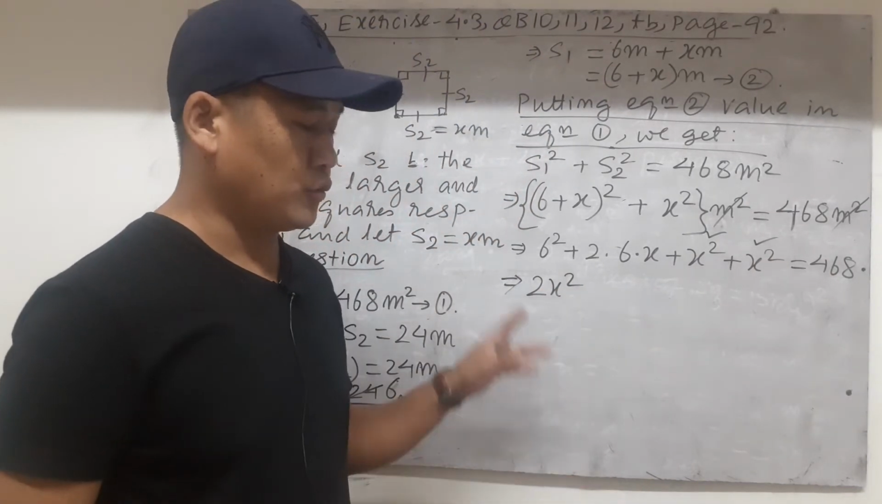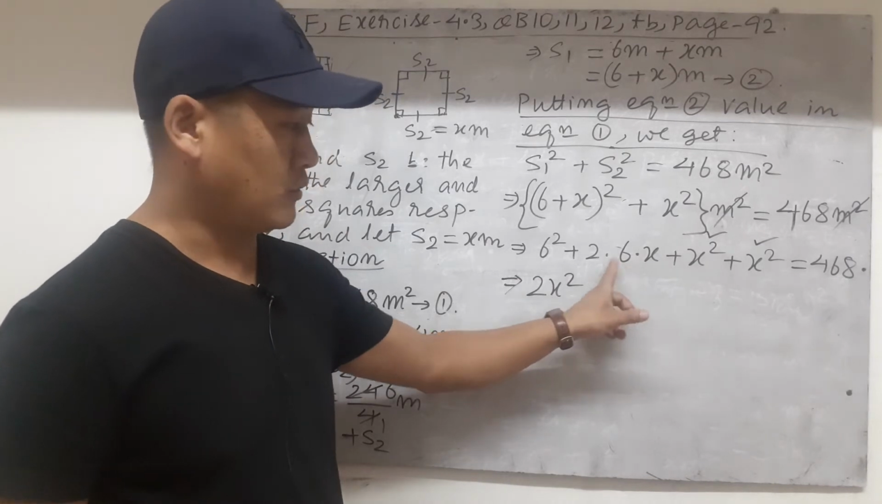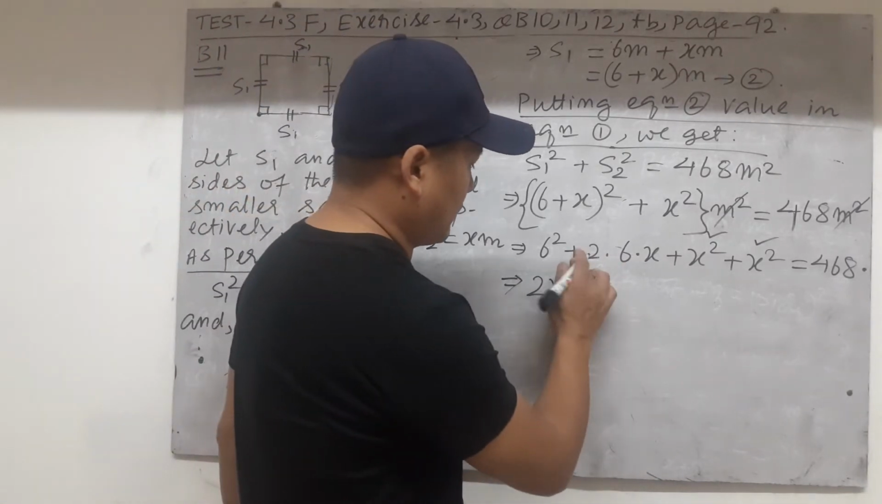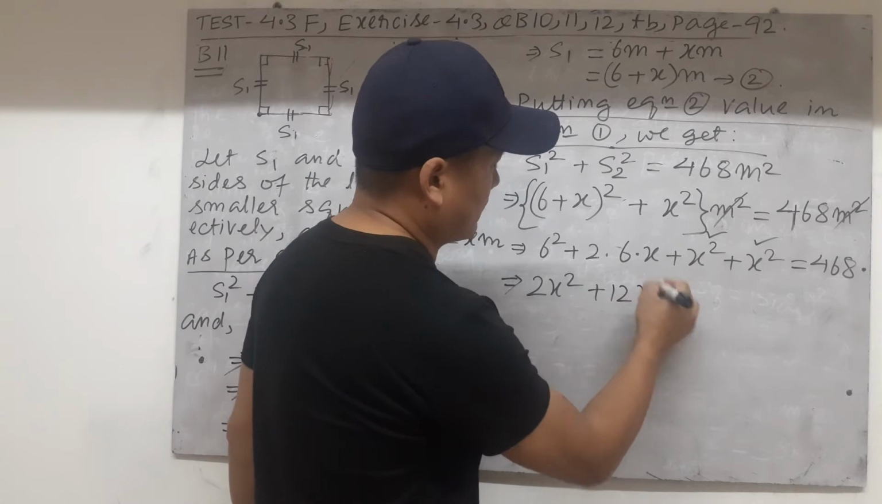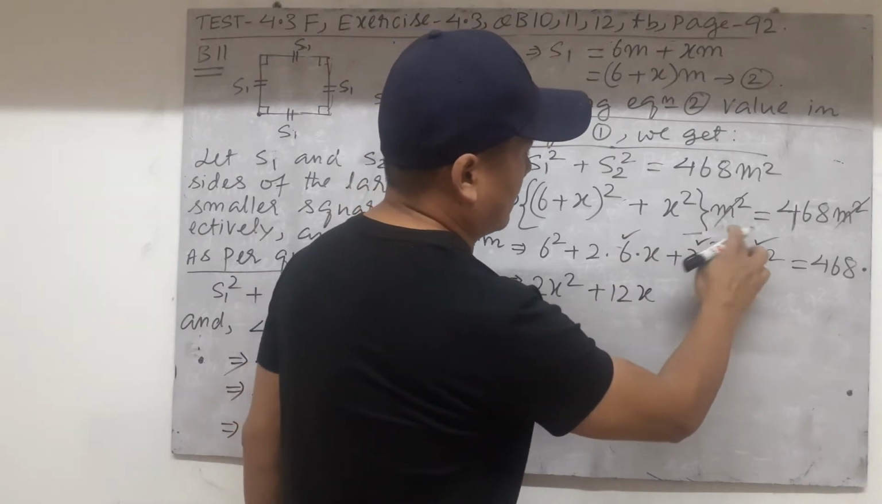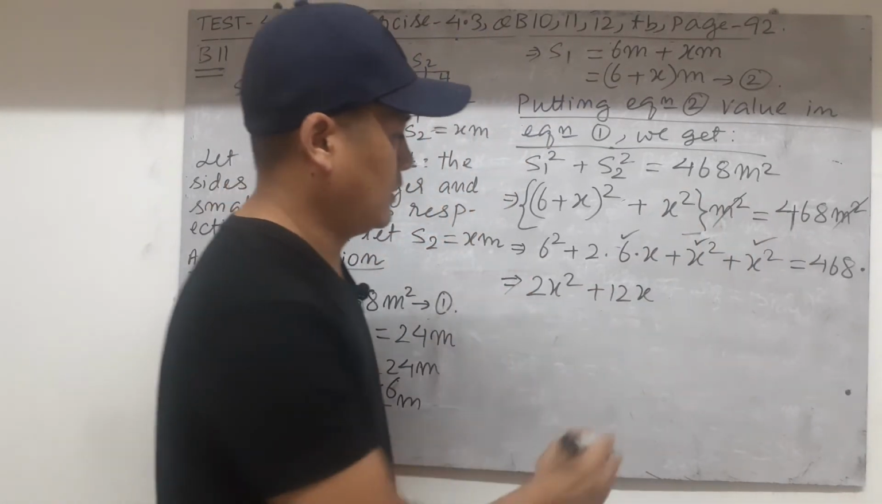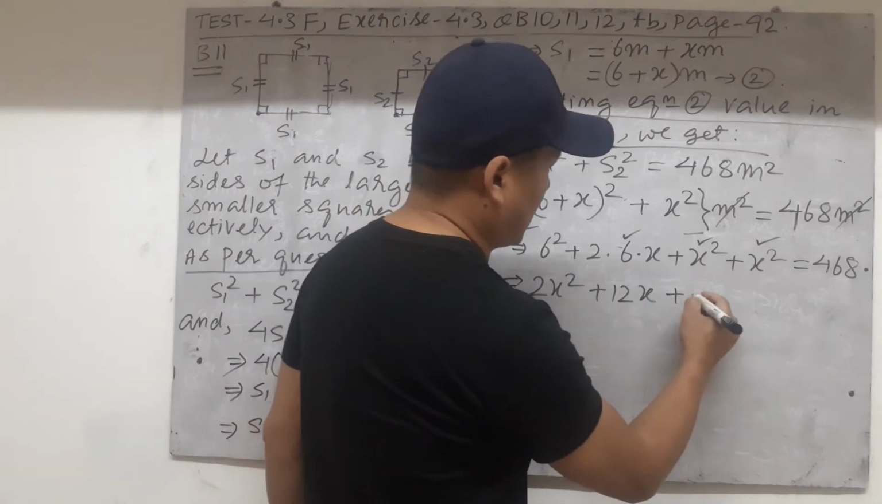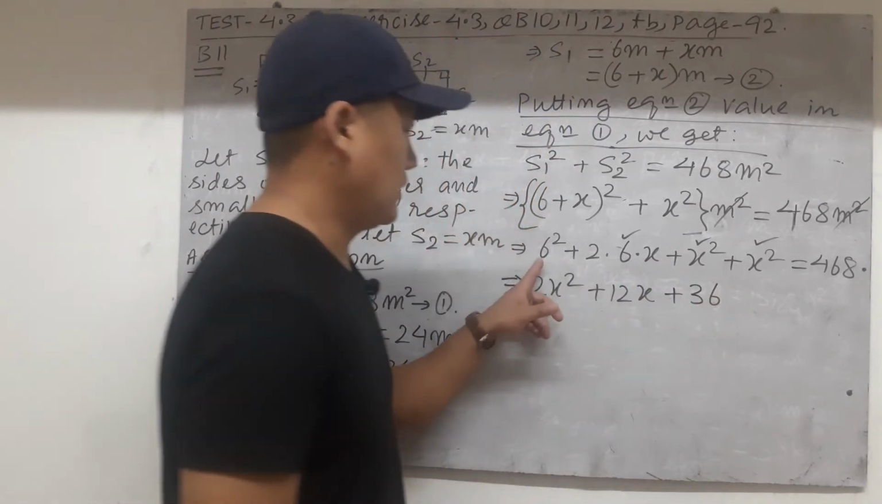Then second place is usually the x term. This is this one. 2 6s are 12, so plus 12x. Done, done, done. What is left is here. No sign in front means plus. 6 6s are 6 squared, so 36.